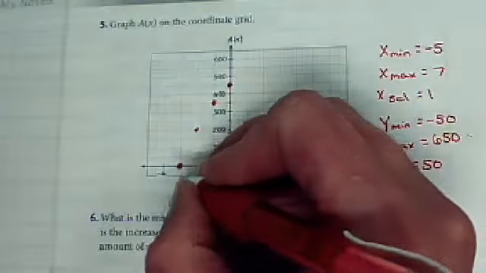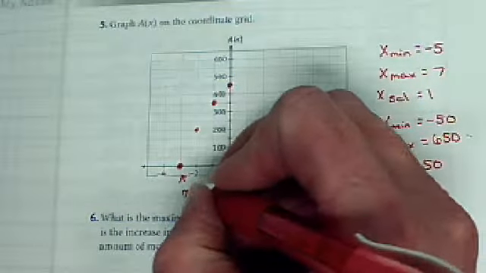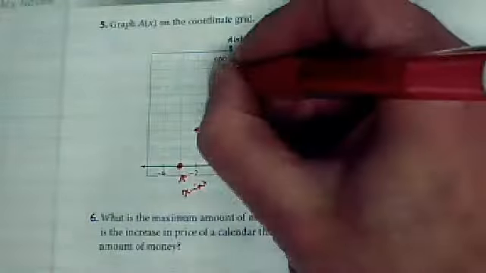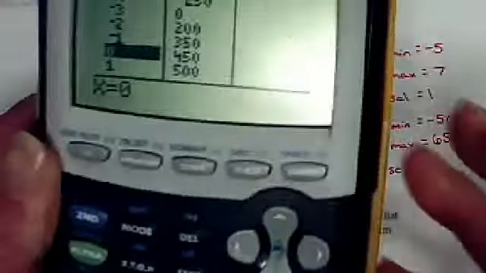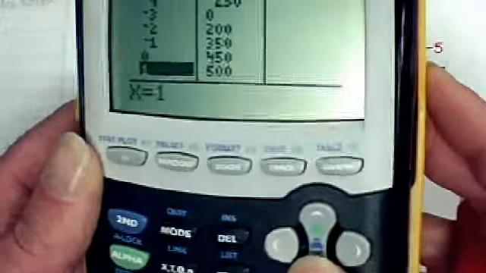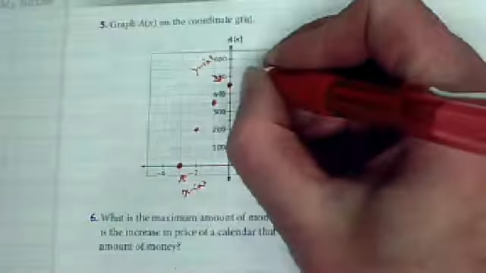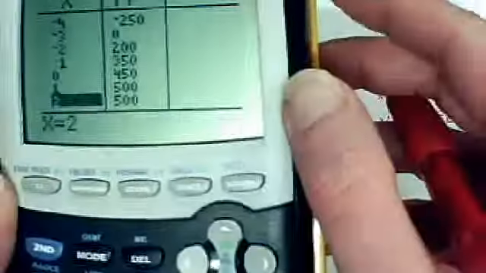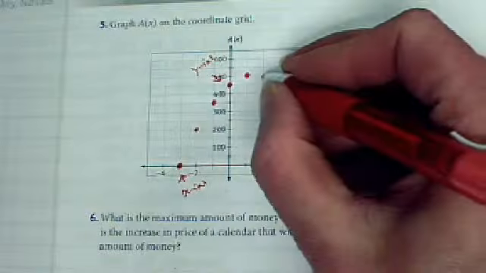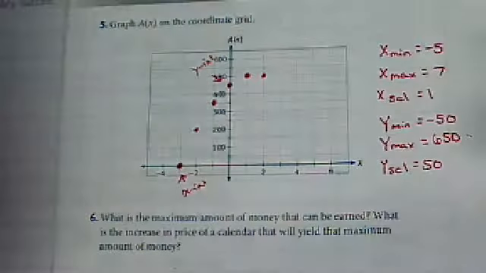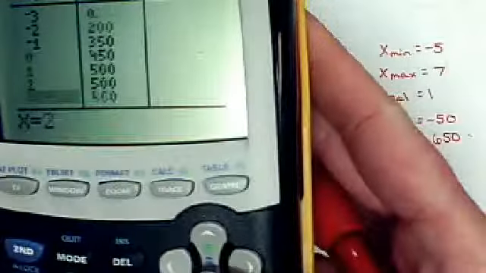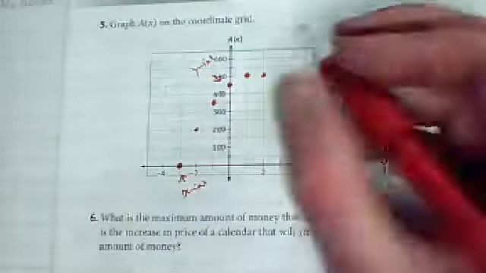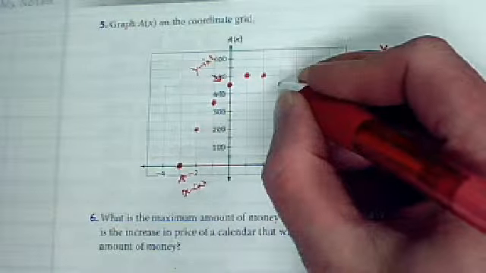So let's remember, that point is called an x-intercept because it's crossing the x-axis. This point is called the y-intercept. It's crossing the y-axis. 1 goes to 500. Oh, 2 goes to 500. I don't think it's supposed to be flat there. 3 goes back to 450.